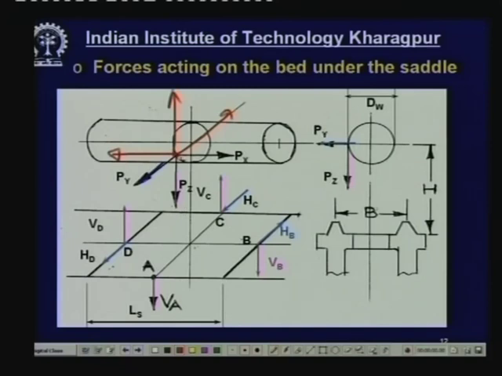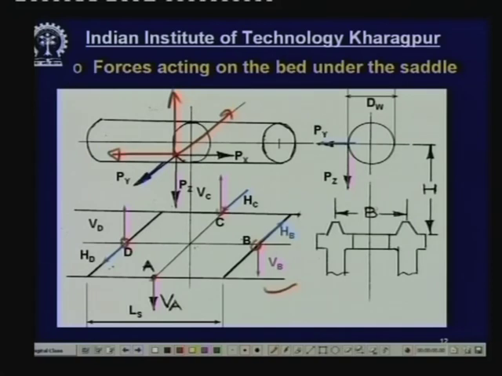This is Pz, this is Px, and this is Py, just in the opposite direction, but the magnitude and the other way it is the same. Now, suppose the saddle is resting on the lathe bed. This indicates the apparent area of contact between the saddle and the bed. Now, we assume that this contact is concentrated at four points A, B, C, D. All the forces are concentrated on these four points.